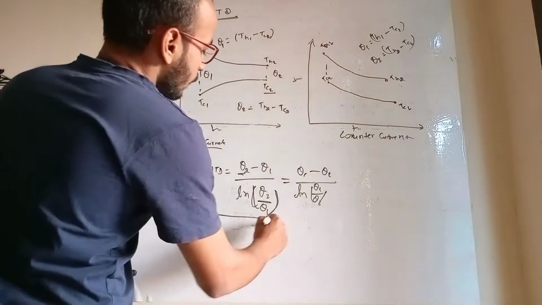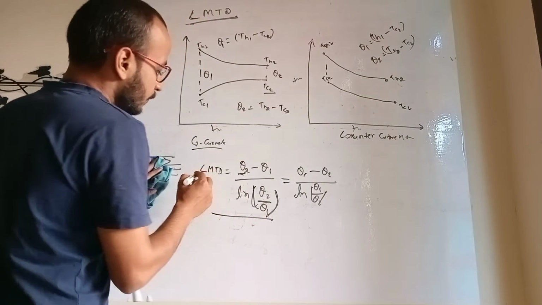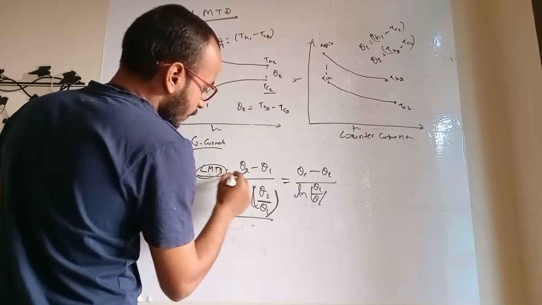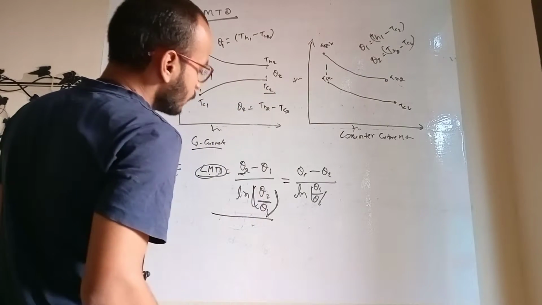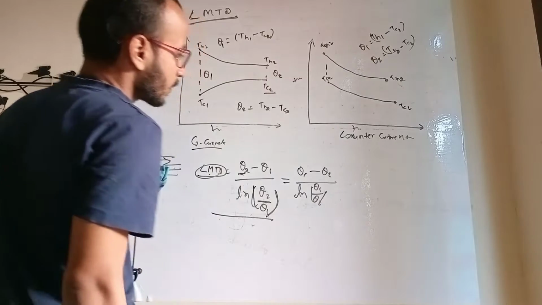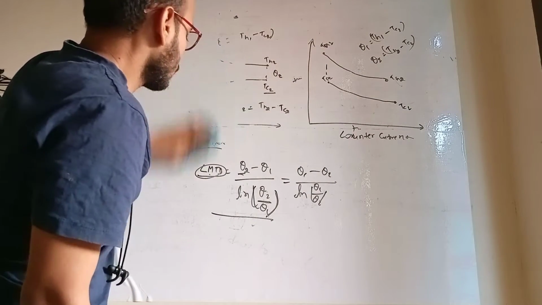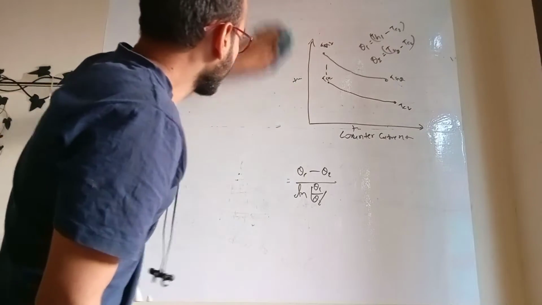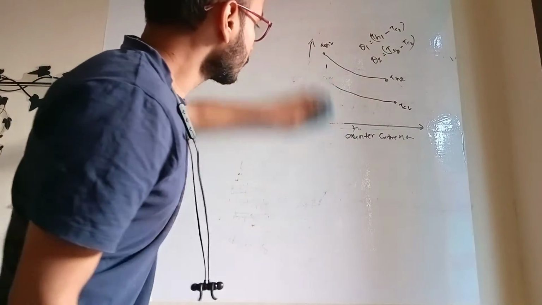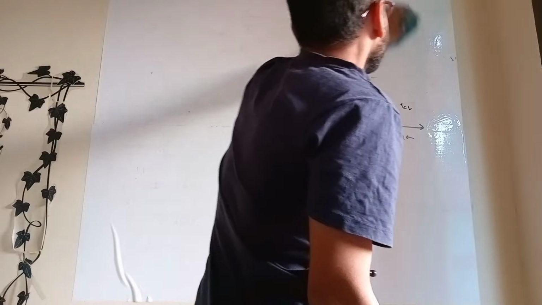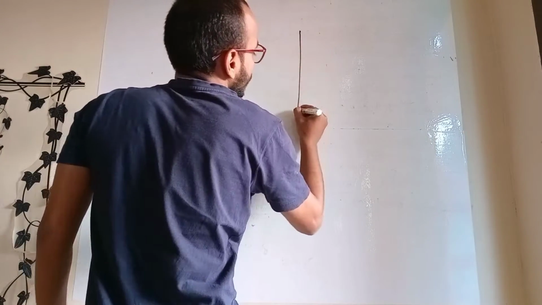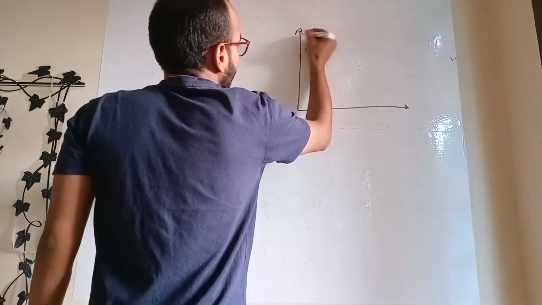Using this equation, we will calculate the LMTD. This LMTD will give the log mean temperature difference, either for co-current or counter current. In our case, it is a counter current, so we will calculate the LMTD value for that counter current. Let me draw the graph for counter current.